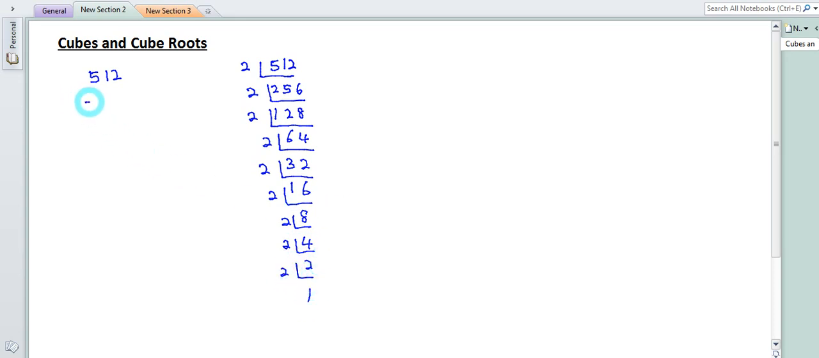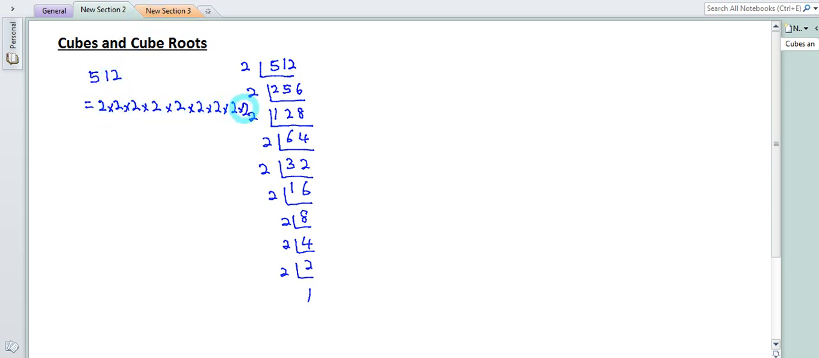Now you know that 512 is actually equal to 9 times of 2. We have nine 2s, and you will get 512. We try to separate all these prime factors into 3 identical groups. If we can do like this, it means this is a perfect cube. If it cannot, it means this number is not a perfect cube.